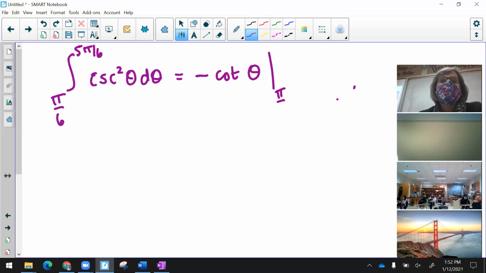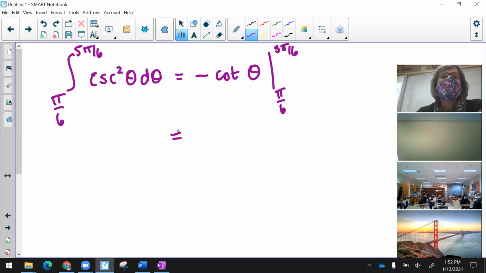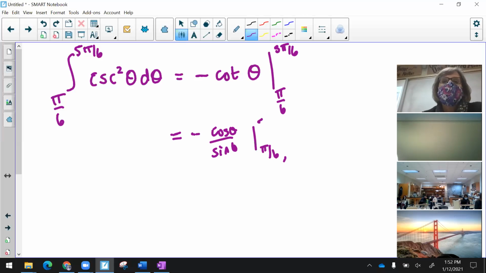So we're going to evaluate that from pi over 6 to 5 pi over 6. And here is a good place to use decimals. Since your calculator probably doesn't have a cotangent button, what is cotangent in terms of things that you know? Okay, so it'll be negative cosine theta over sine theta, evaluated from pi over 6 to 5 pi over 6. And what do you get?